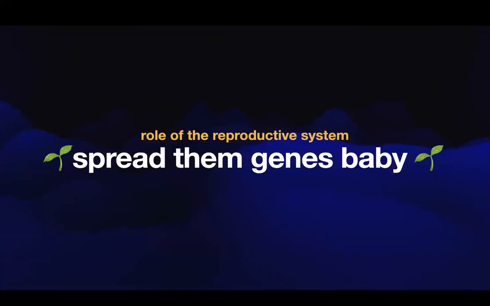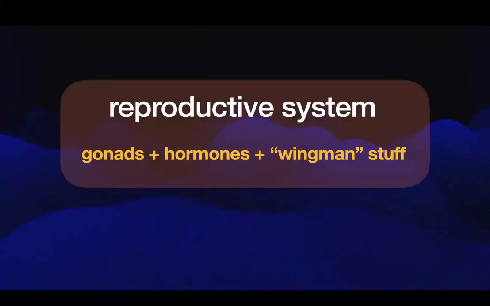The reproductive system is interesting because it's not really needed for the survival of an individual. It is crucial for the survival of a species, but individually speaking, you won't die if you don't spread your genes, technically. The whole idea of the reproductive system is passing your genetic material to the next generation.